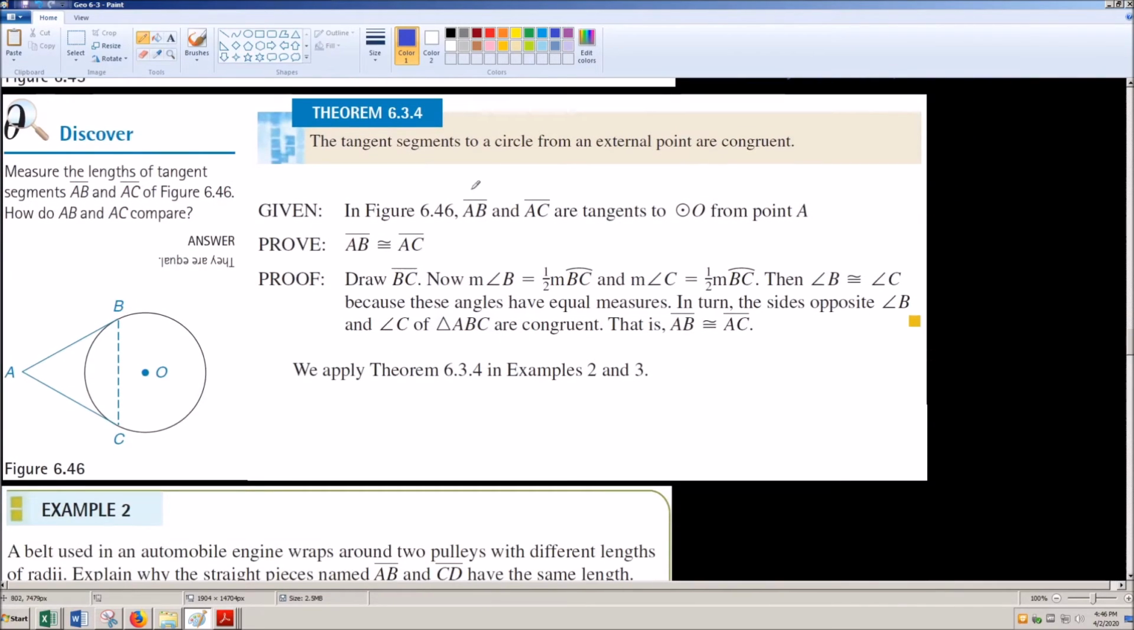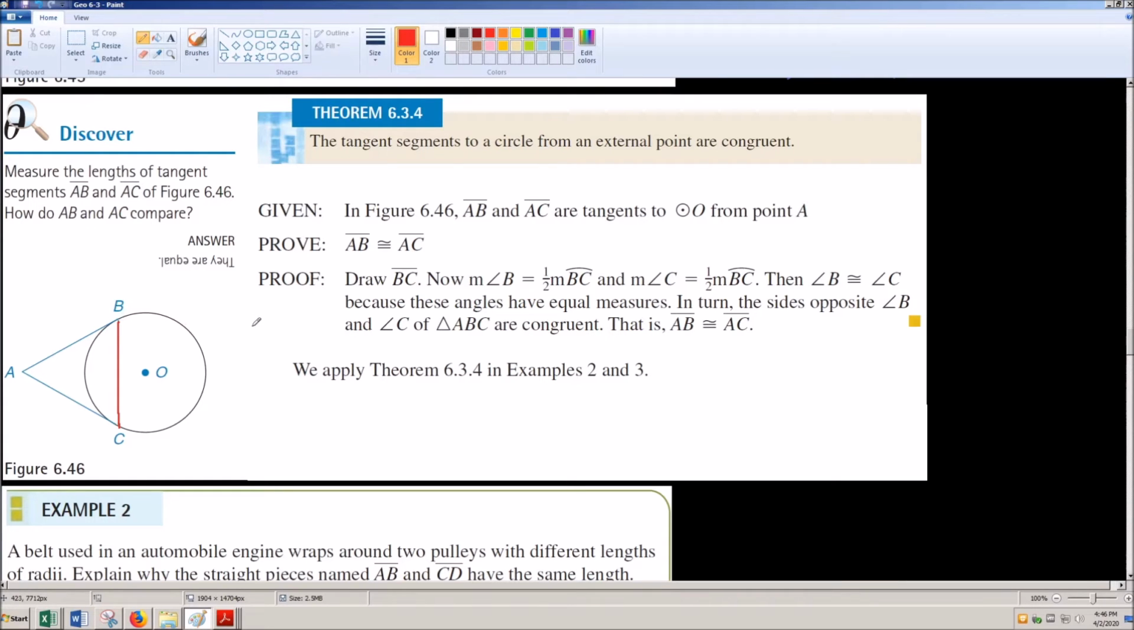Here we have tangent segments to a circle from an external point are congruent. So this is a fairly straightforward proof, but as we look at this thing, I want to prove that AB and AC are the same, and we're just saying that each of them are tangent. So basically we're going to connect this with BC. We're calling BC an augmented line segment here, just to connect between two points. So we can always do that.